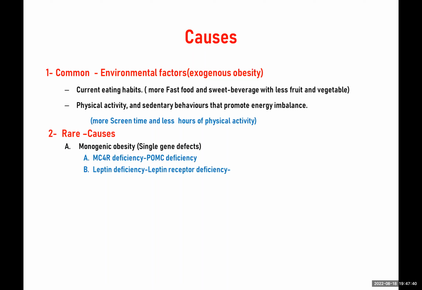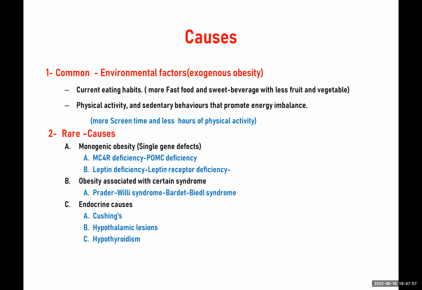The rare causes: monogenic obesity. This is a single gene defect, namely MC4 receptor deficiency, POMC deficiency, leptin deficiency, leptin receptor deficiency, or obesity associated with certain syndromes like Prader-Willi syndrome and Bardet-Biedl syndrome, and endocrine causes such as Cushing's and hypothalamic lesions. Again, these are all rare causes, but as endocrinologists, we commonly see children in our clinic who are obese because people think most likely it is an endocrine issue, but really it is rare. But you have to know what other causes there are rather than exogenous obesity. You have to think of it.